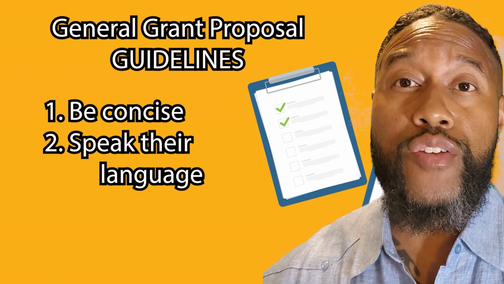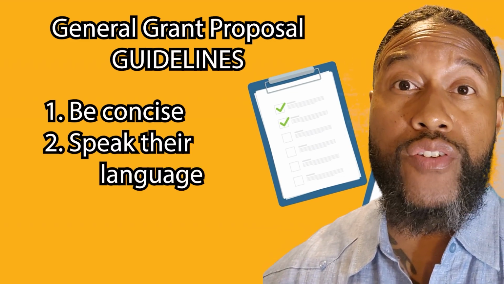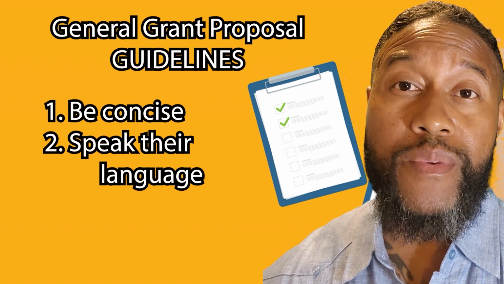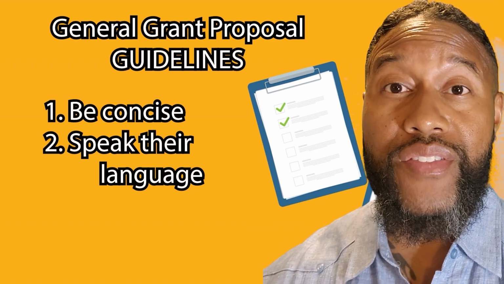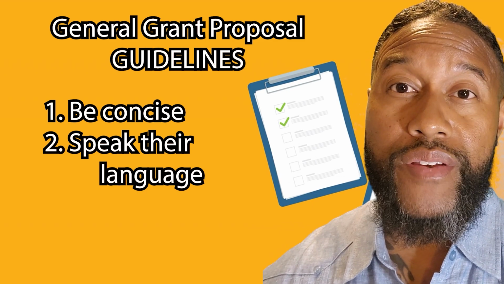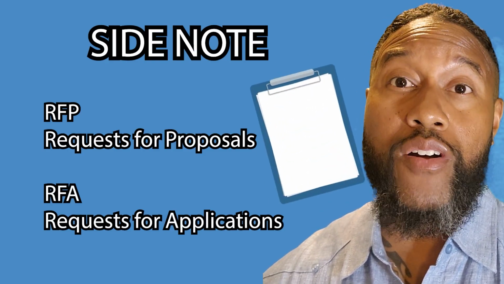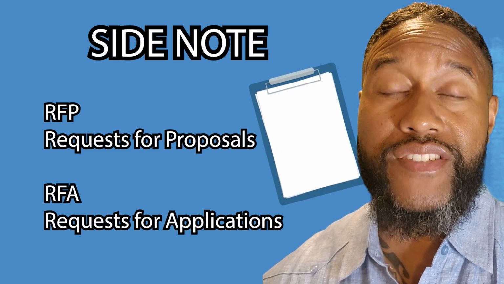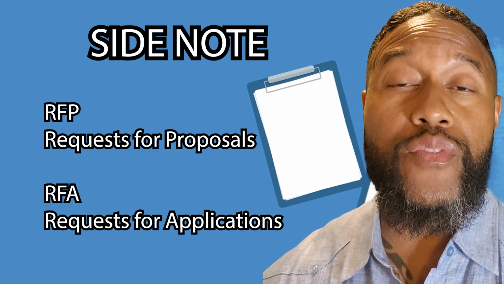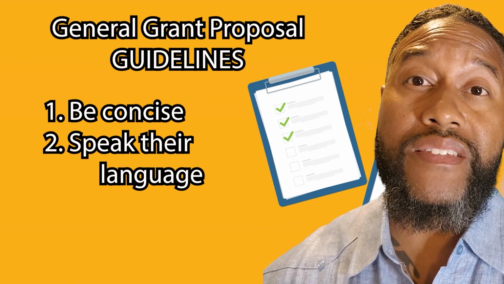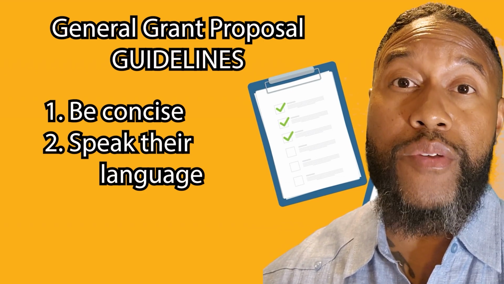Number 2, use their terminology. Even though you don't want to go overboard with your writing and your vocabulary, you will want to use the terminology that the funding agency uses in their RFP to communicate with the reader. As a side note, a RFP, or request for proposal, also called RFA, request for application, that's what you're going to be looking for when you're looking for grant applications. You will want to use the terminology that the funding agency uses in their RFP to communicate with the reader.